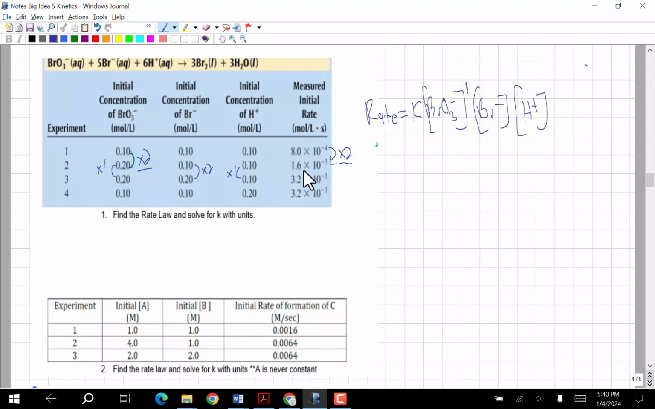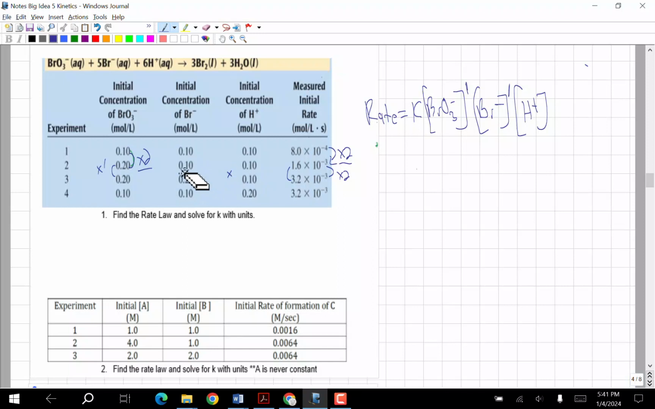So when this is times 2, this is also times 2. You can throw it in your calculator if you want to, but I can tell that 16 times 2 is 32. So that means that's also first order for Br negative. All right, so now we have to find H positive. We need one more. All the other ones are the same.